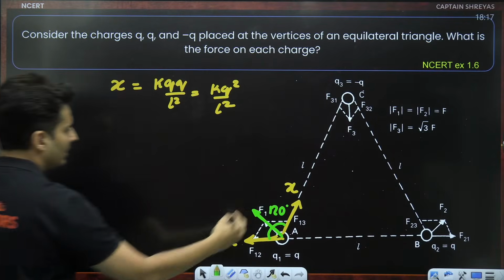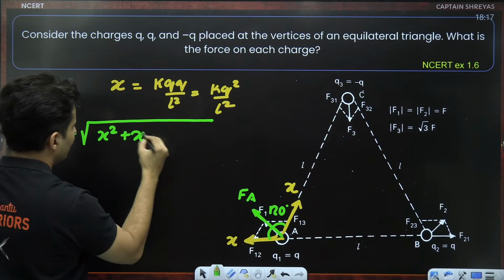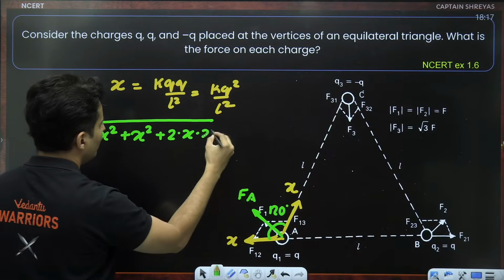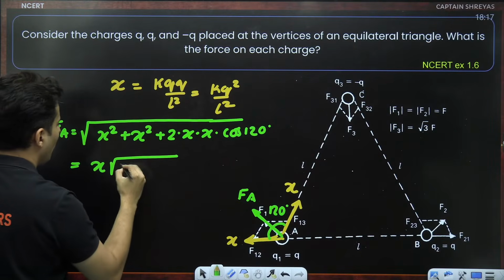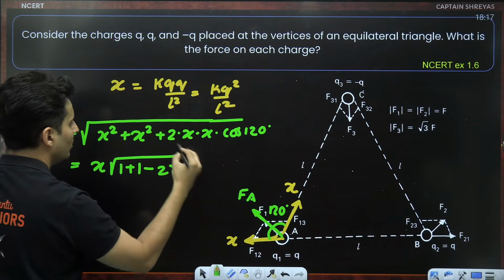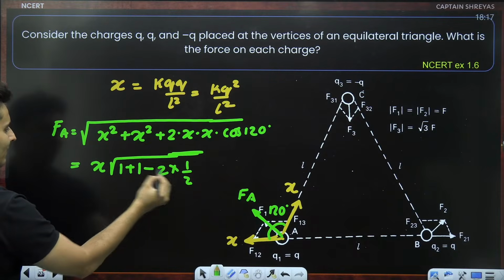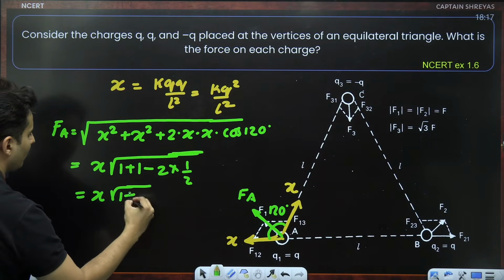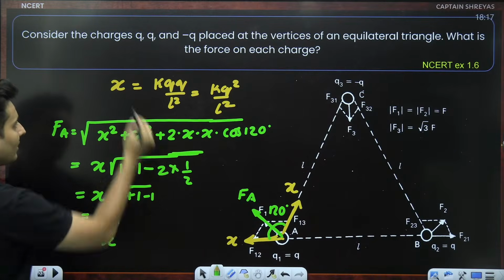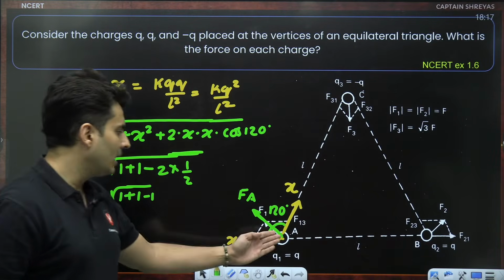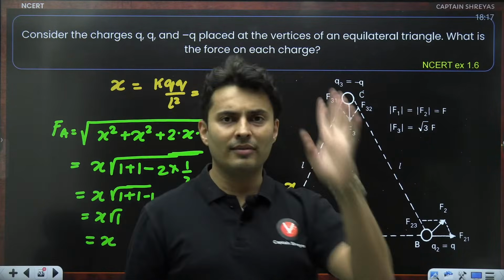So the resultant force at point A will be root of A square plus B square plus 2 A B cos of 120 degrees. X is common, take it outside: 1 plus 1 minus 2 into 1 by 2. Why minus? Because cos 120 is negative half. 2 into half becomes 1, and 1 minus 1 is 0. So it becomes X root 1, which is basically X. So X is nothing but this whole thing. You can find the force on A very simply by using the original old formulas which you learnt in 11th standard for vectors.